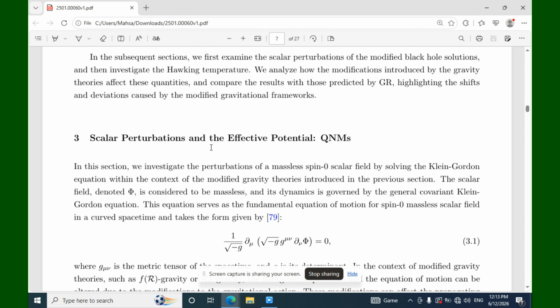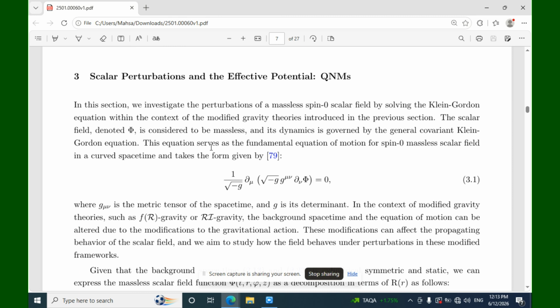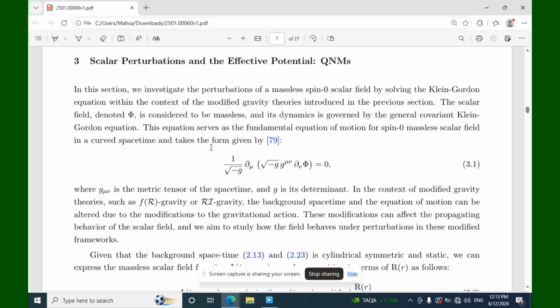We analyze how the modifications introduced by the gravity theories affect these quantities and compare the results with those predicted by general relativity, highlighting the shifts and deviations caused by modified gravitational frameworks. The third section talks about scalar perturbations and effective potential QNMs.